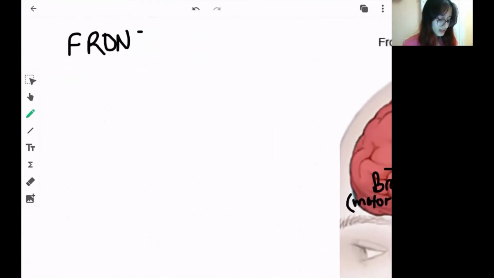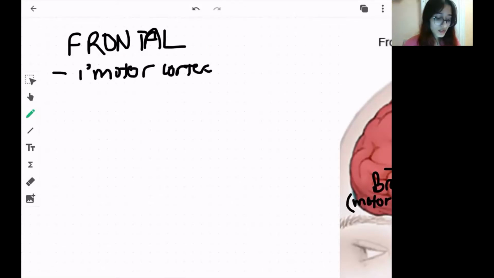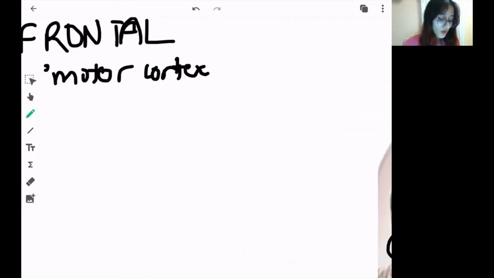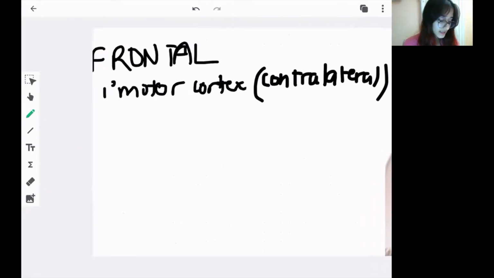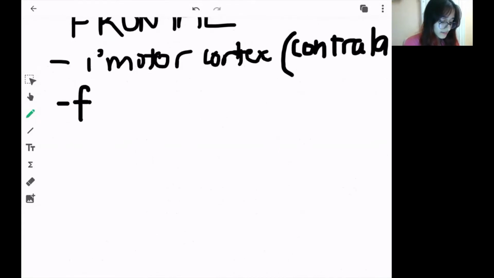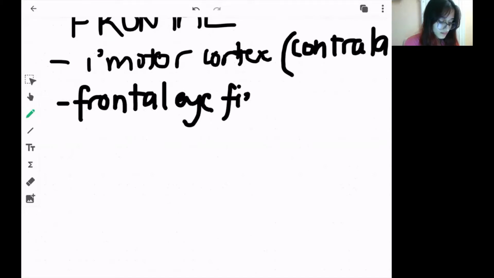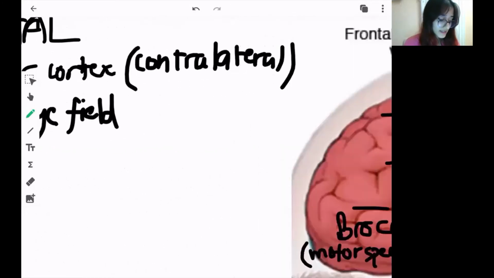The frontal cortex, first of all, has the primary motor cortex that is responsible for controlling all the movements of the contralateral body. It controls the contralateral part of the body. Then again, it has the frontal eye field. The frontal eye field is responsible for the horizontal eye movements.